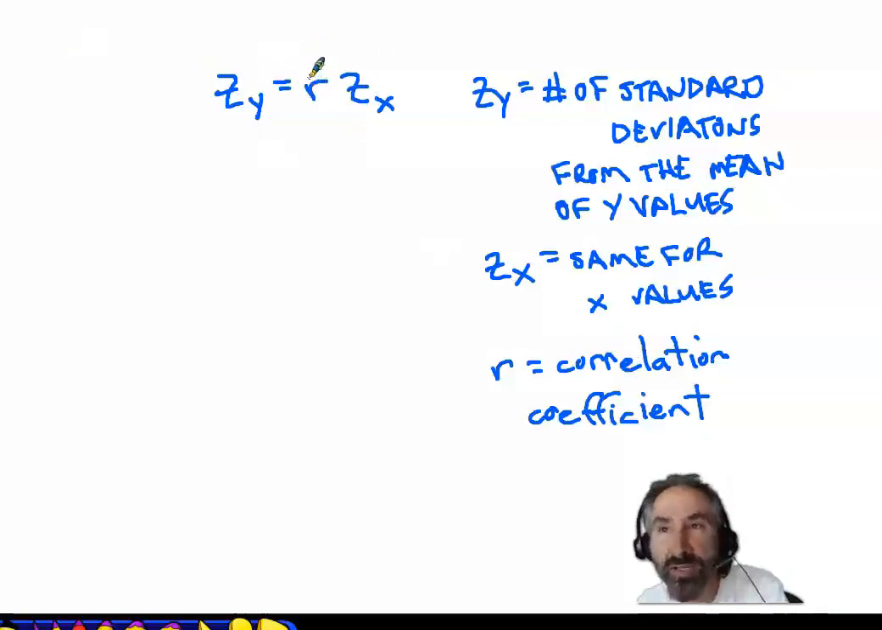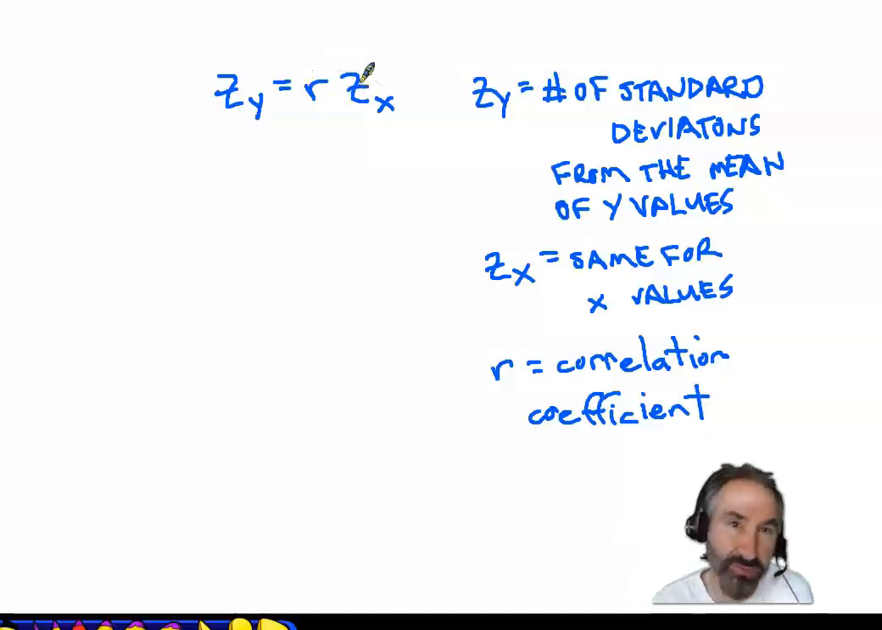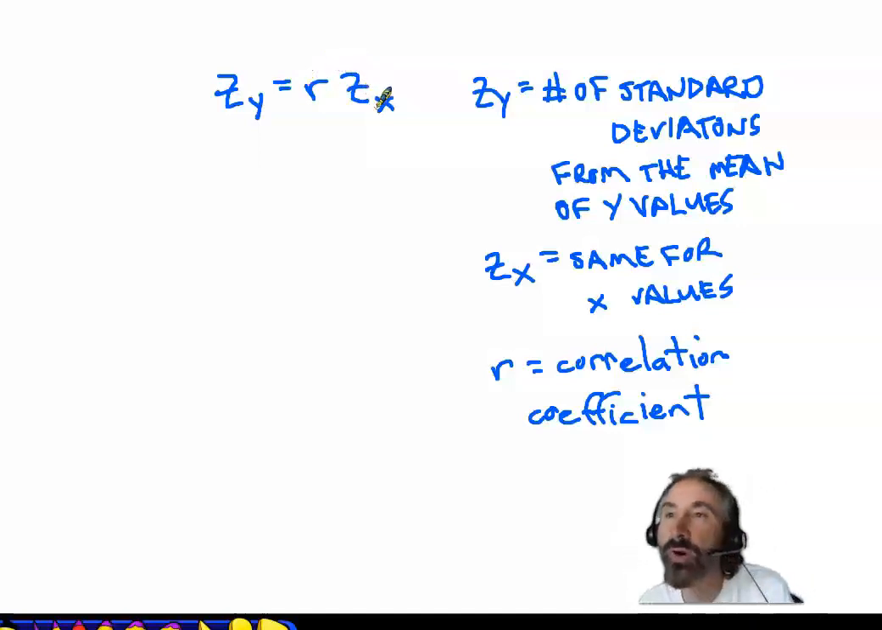So if you are given a correlation coefficient and you're told that the y variable has increased by so many standard deviations, then we can figure out how many standard deviations the x variable would increase by. So again, this is only true where a linear model is appropriate, obviously.